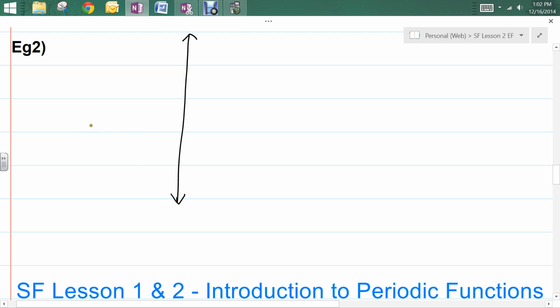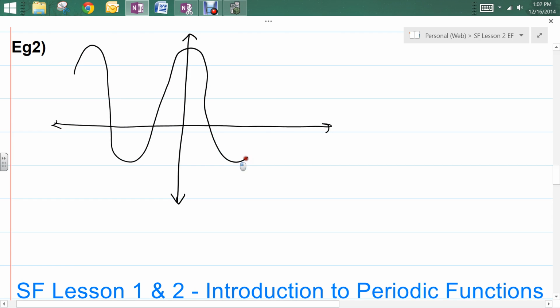And I want you to find the same things, the median, the amplitude, the min, the max, and the period. So there's my grid. Drawing my beautiful sinusoidal function.